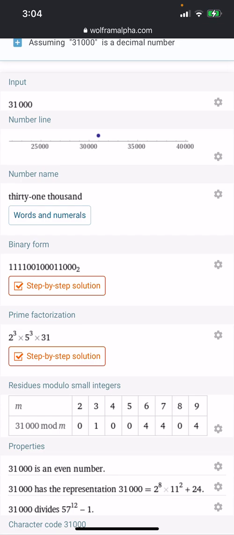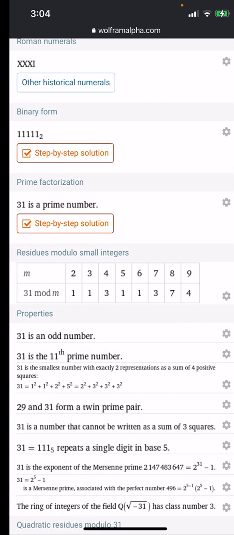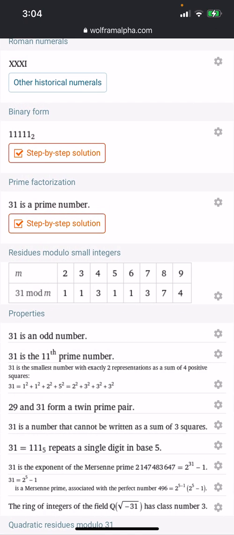Anyways, so 31,000. I don't know, that was from before. You guys, that was just one of the numbers. I don't really even remember. And then 31, you just look here. This is important right here. This smallest number with exactly two representations as a sum of four positive squares. It's like a cool little thing, keep it in mind.